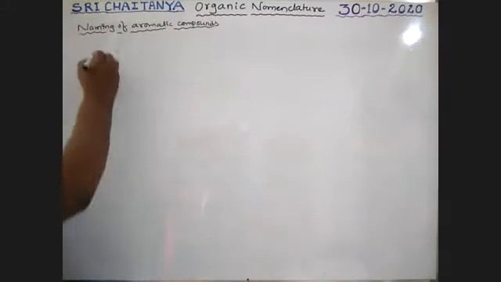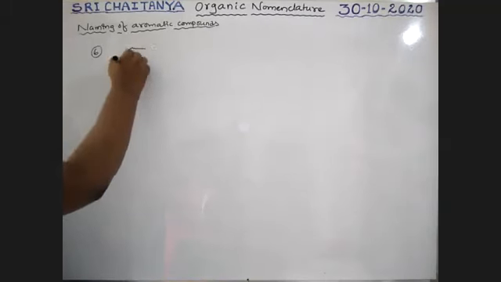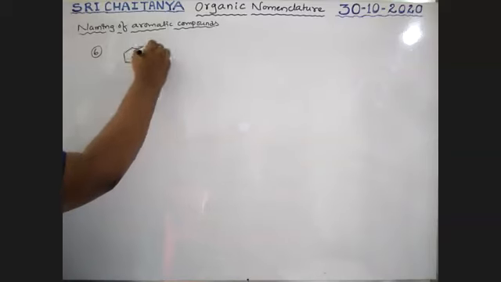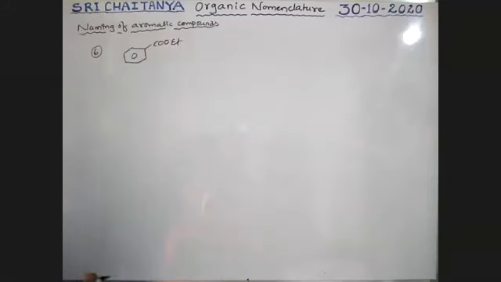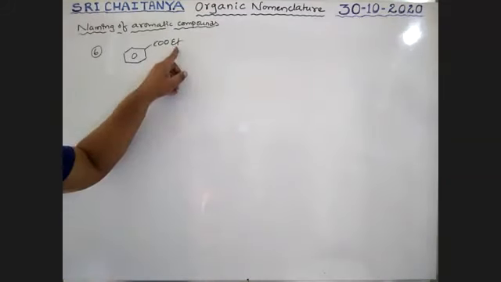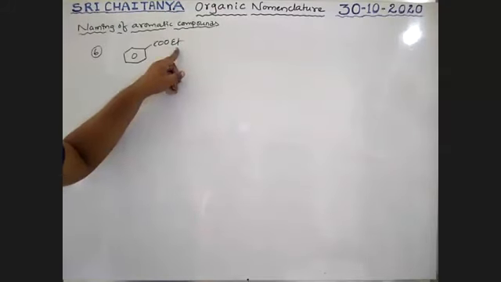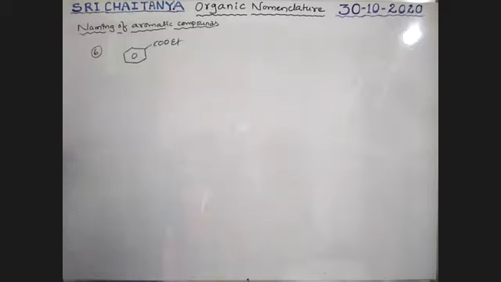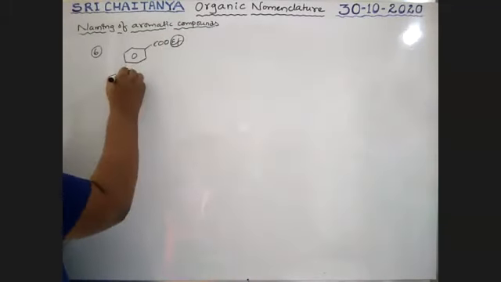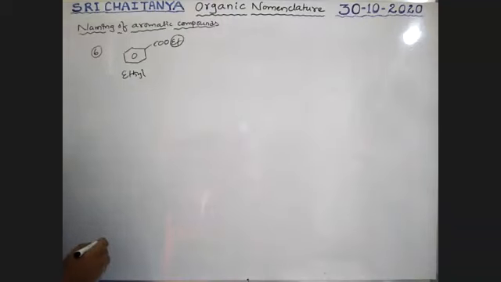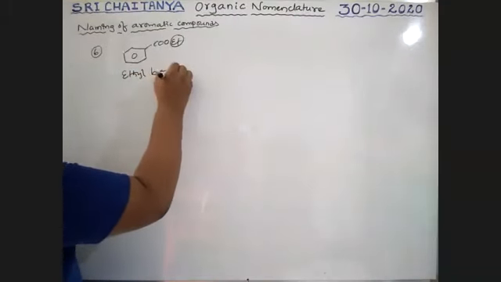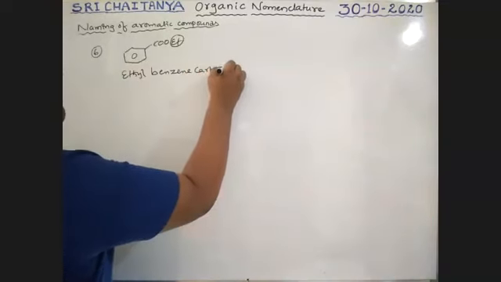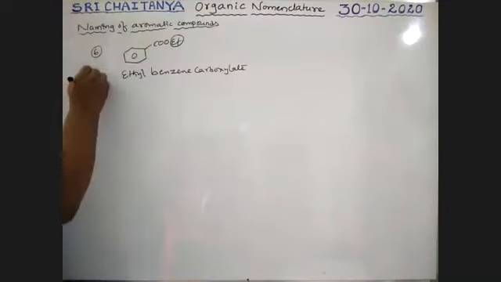Next, that is the sixth one. When benzene is connected with COOEt. Boys, in our naming, Et is used. Et means ethyl. Ethyl is nothing but C2H5. Me means methyl, CH3. These are the shortcuts for methyl and ethyl. So this is the ester substituent. Ethyl benzene carboxylate. It is the IUPAC name.